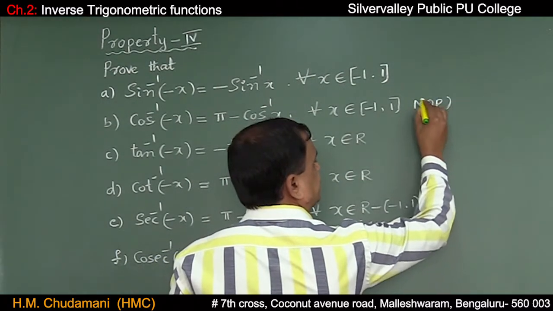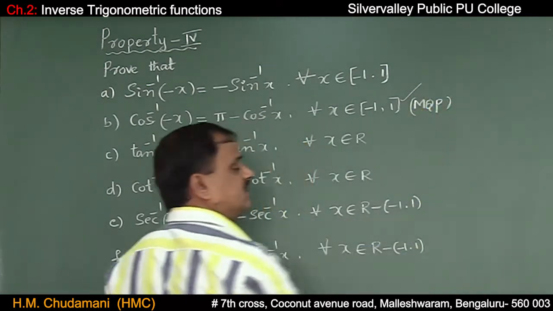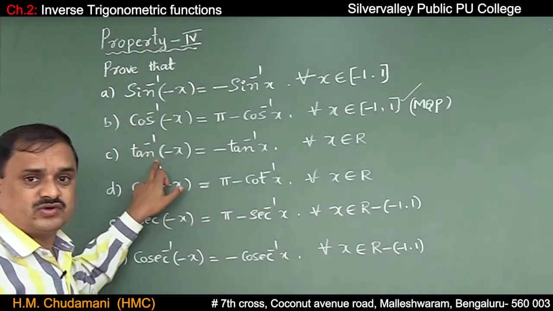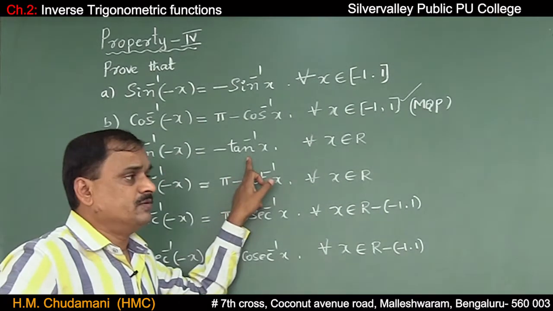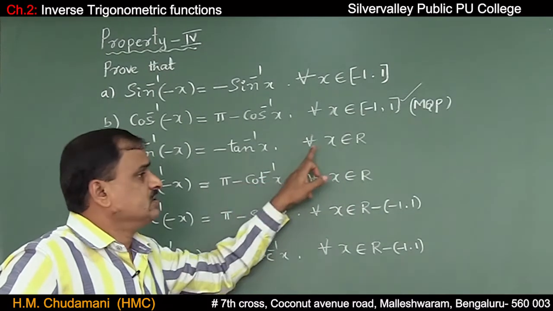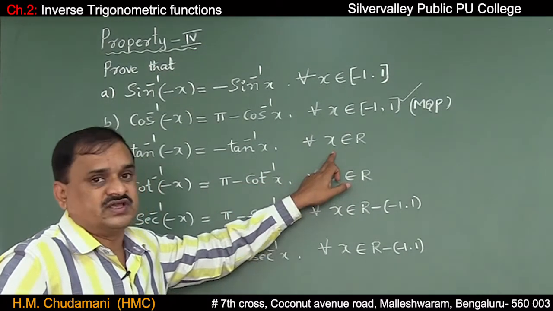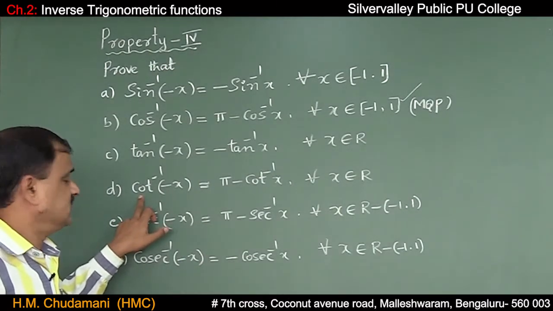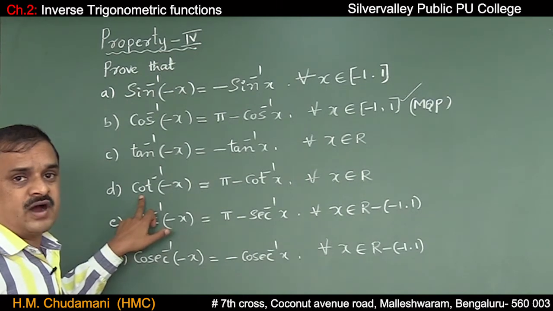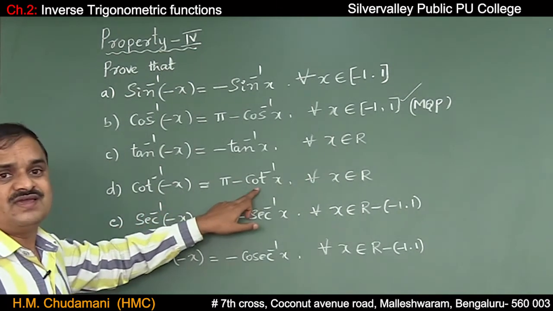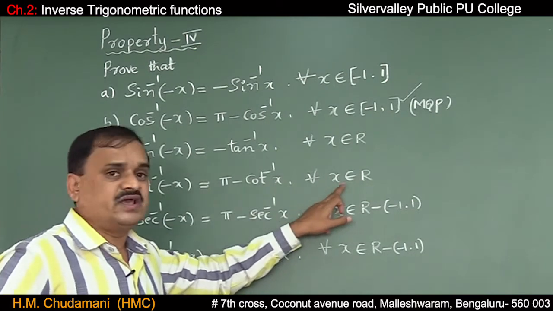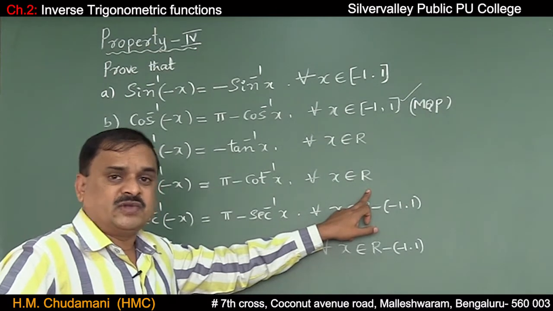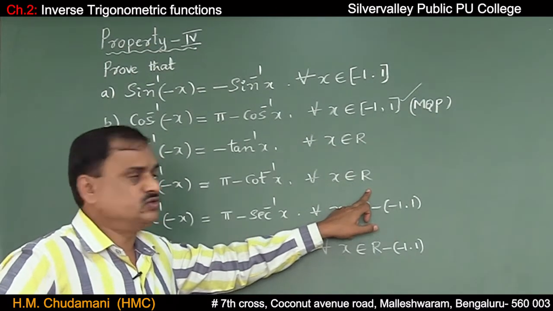An important result as far as MCQs are concerned, even for JEE Main. Tan inverse of minus x is equal to minus tan inverse x for all x belongs to real numbers. Fourth one, cot inverse of minus x equals pi minus cot inverse x for all x belongs to real numbers. X belongs to real numbers means minus infinity to plus infinity, also you can write.